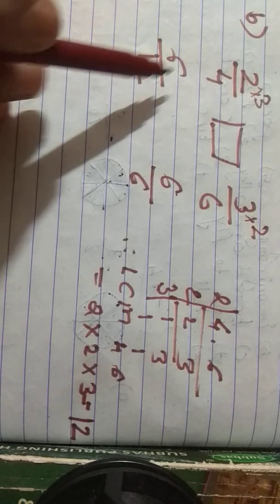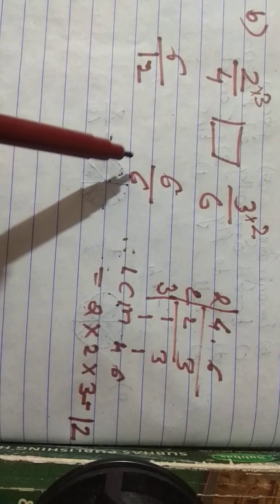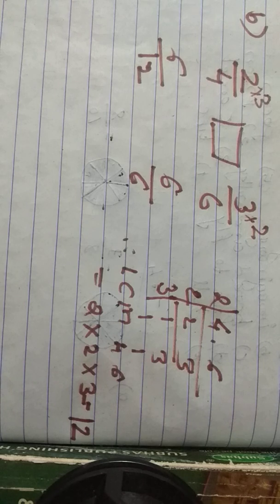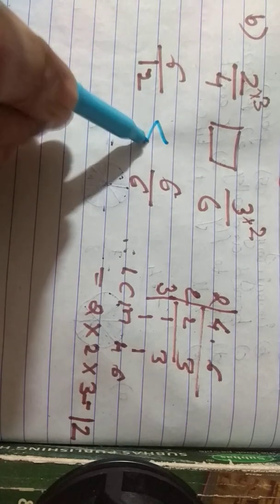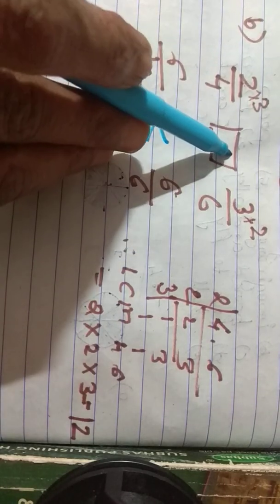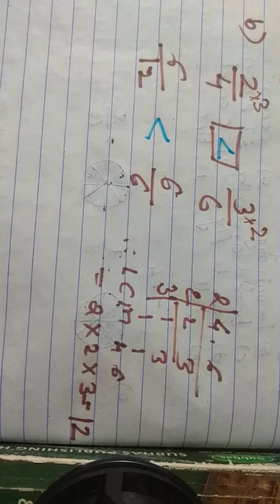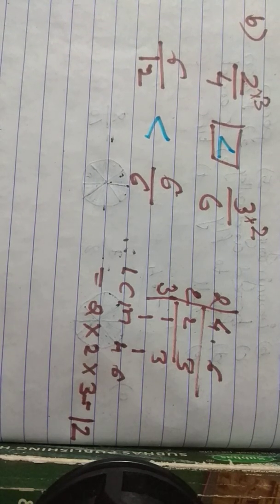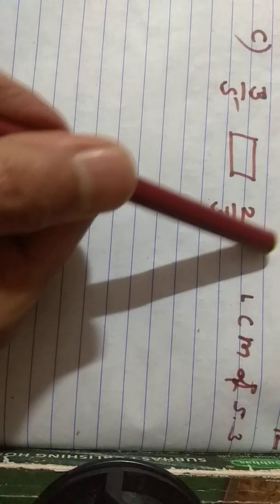Now decide which one is bigger. 6 by 6 is bigger. The appropriate symbol is that 6 by 6 is bigger. So we have 3 by 6 is bigger than 2 by 4. Next one, the C. We have 3 upon 5 and 2 upon 3.